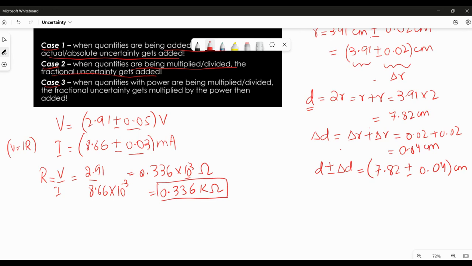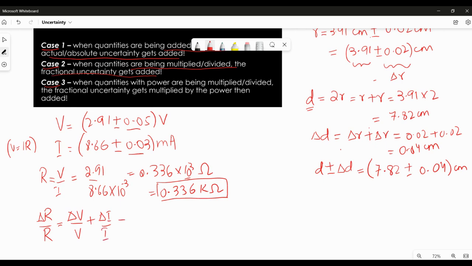Unlike the previous case where we were just adding the two absolute uncertainties, when we are calculating a particular quantity by either multiplying or dividing two variables, we calculate fractional uncertainty rather than absolute uncertainty. And how do we calculate it? I'm simply going to add the fractional uncertainties in PD and current over here like this.